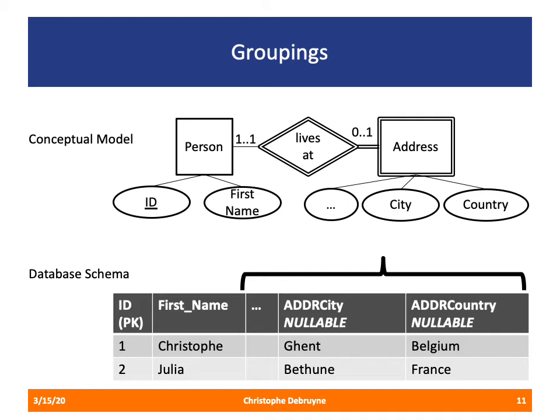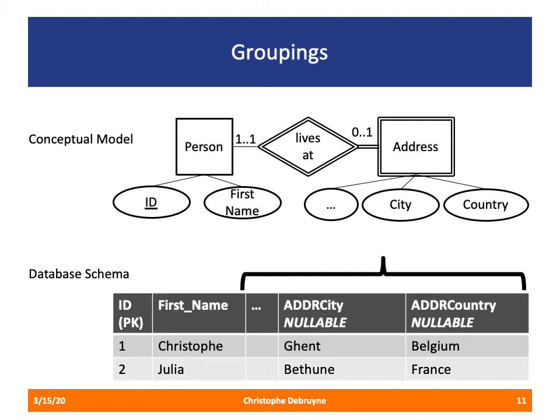We keep track of their first name, they are identified by an ID, and then there are a bunch of columns representing an address, and it's optional. Now, important to note that in the database schema, we don't really know what the relationship between an address and a person is. It's implied. Are they born there? Do they live there? We do not know that.